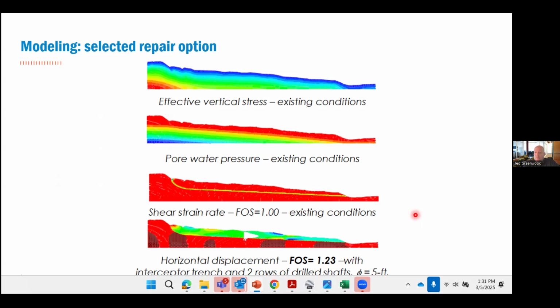Why can you get by with a lower factor of safety? Because there's greater certainty in the material parameters because you're doing a back analysis and you're starting from a factor of safety of 1.00 in this case.